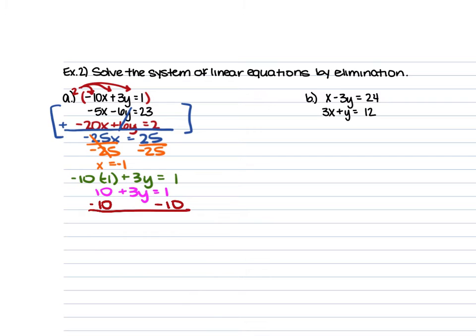And this is going to give us 3y is equal to negative 9. We divide each side by that 3, and we get that y is equal to negative 3. So to give your solution, you have x comma y, so that's negative 1 comma negative 3.